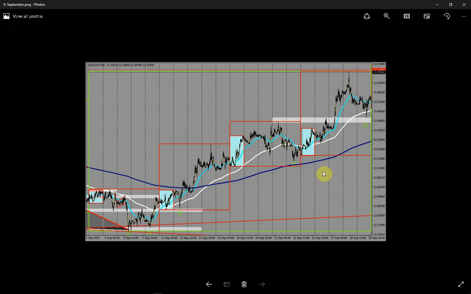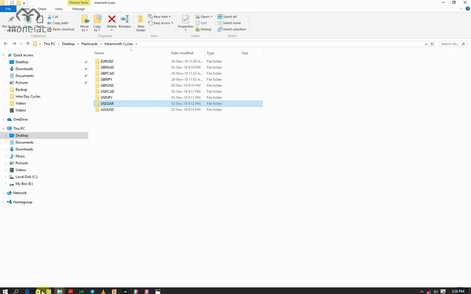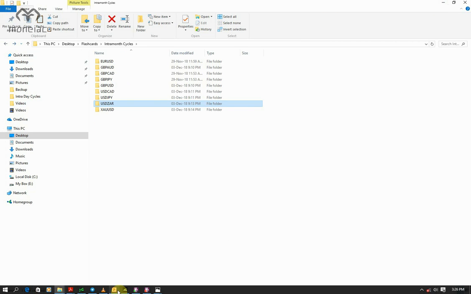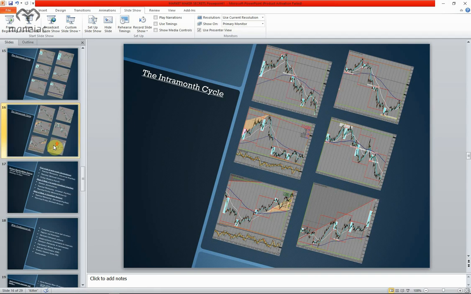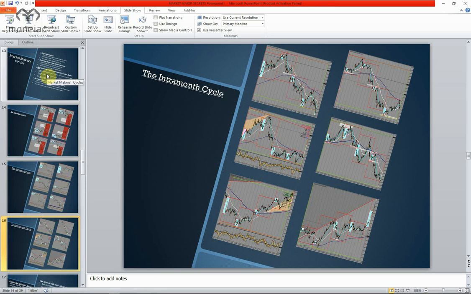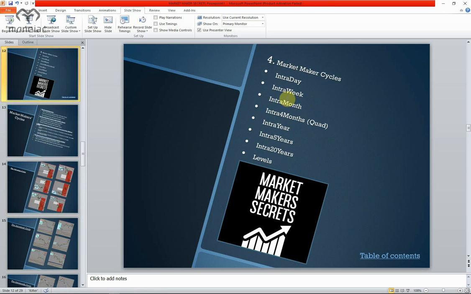Sometimes I keep repeating the same thing. It feels like I'm going crazy, man. But I hope now you understand the whole point. Let me just go back to our slides. So these are the three cycles. These are the only cycles that I'm interested in you knowing: the intraday, the intra-week, and the intra-month.